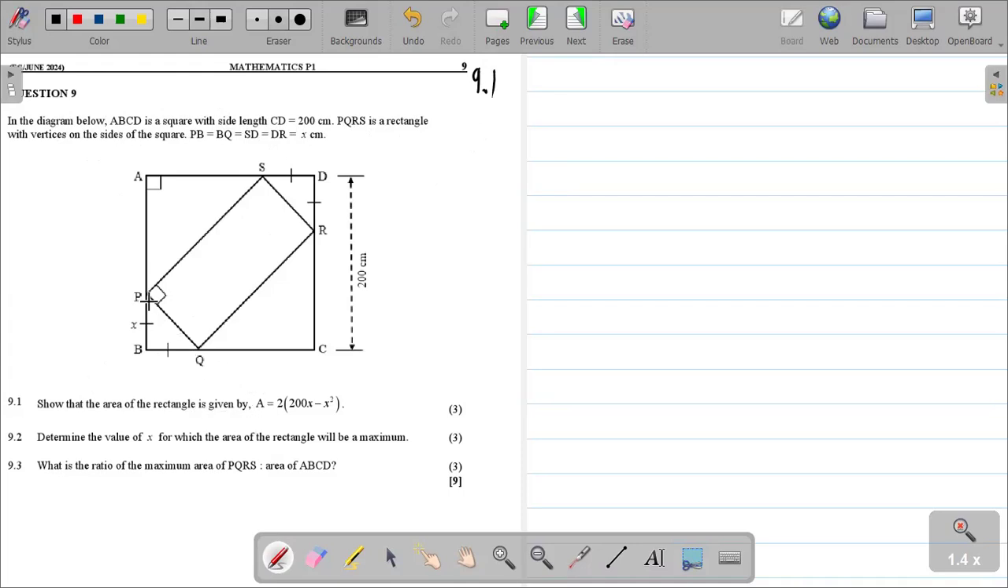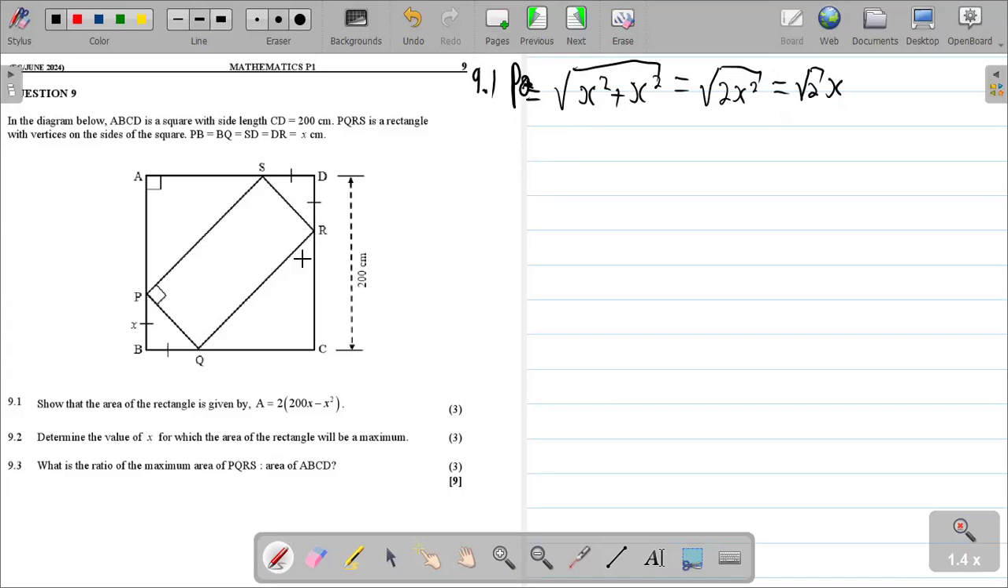Okay. We find PQ. How do we find PQ? PQ is going to be the square root of x squared plus x squared. So it's going to be the square root of 2x squared. So this is PQ, sorry. PQ, yes, this side.